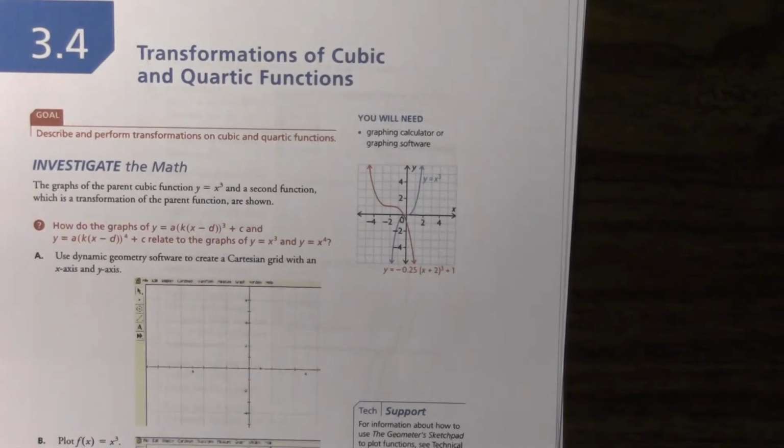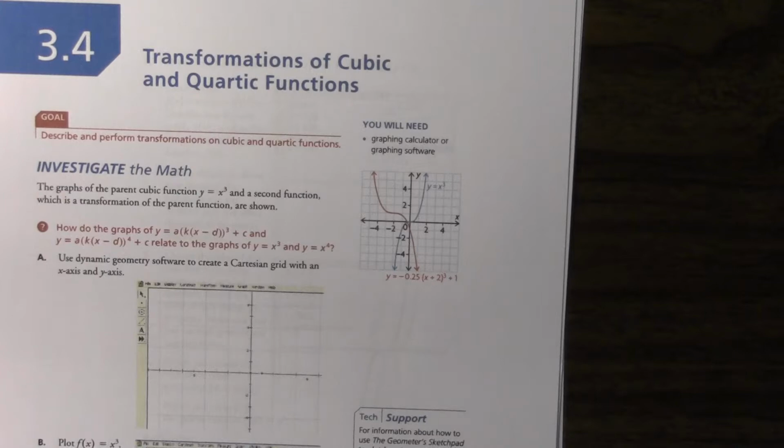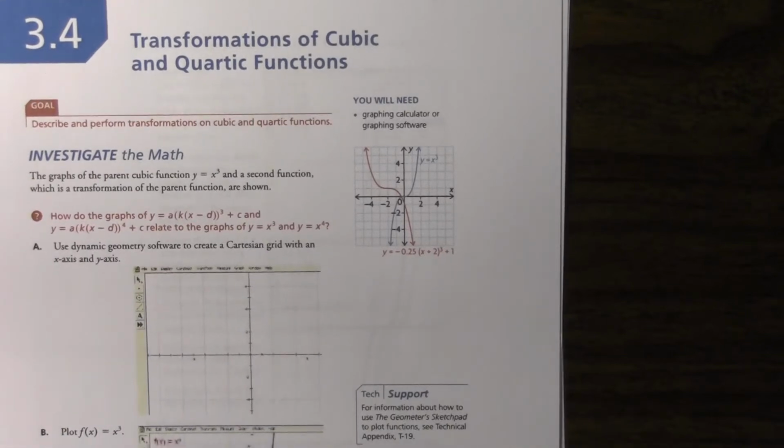Alright, this is 3.4. We're looking at transformations of cubic and quartic functions. I'm not going to take a very long time doing this lesson just because it is quite a big review from last year and transformations in general. So you guys should know how to do it. There are no real curveballs to this. It's just the same transformation methods you've done with regular quadratic functions. Now we're just translating them over to cubic and quartic functions.